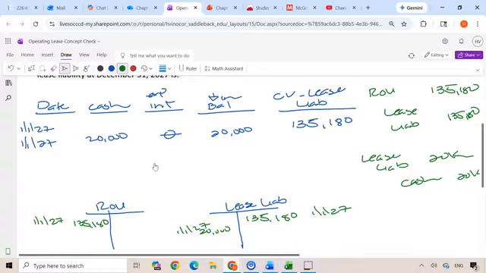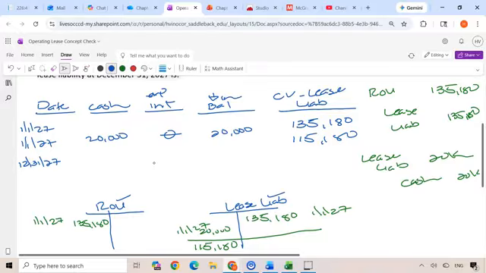Now my balance in my lease liability on 1/1/27 is $115,180. So I'm going to put that on my chart here, $115,180. Okay, now I'm going to go to 12/31, because the problem asks us what is the balance of the right-of-use asset and the lease liability on 12/31.